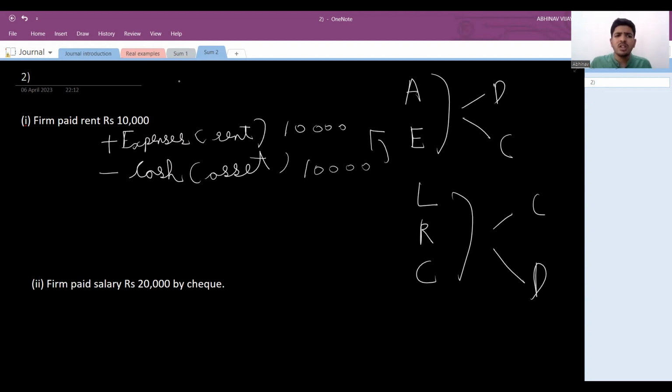Now, simple, convert this into journal entries. How do you convert it? First, expenses. Expenses increase, so they will be debited. So, don't write expenses here, write rent here. This is logic for your understanding. For people's understanding, you can't just write expenses. You have to tell them which expense. So, rent account. Rent account debited 10,000. Why account? Next class.